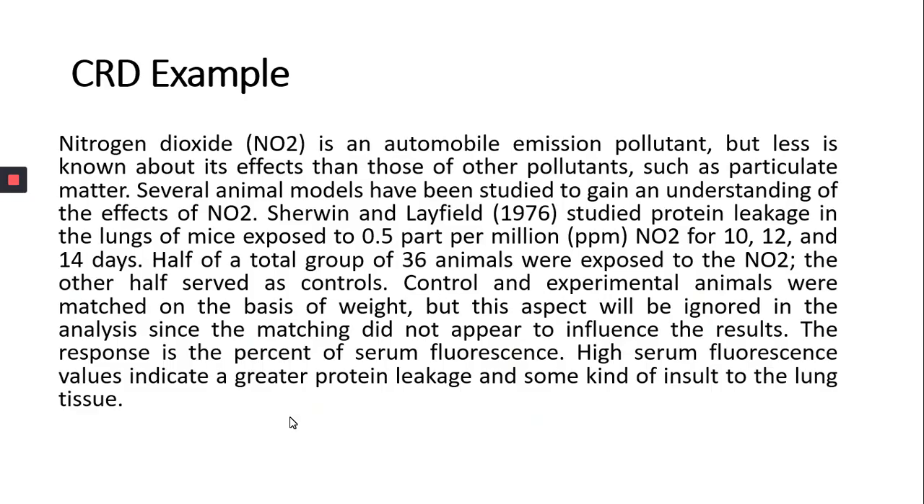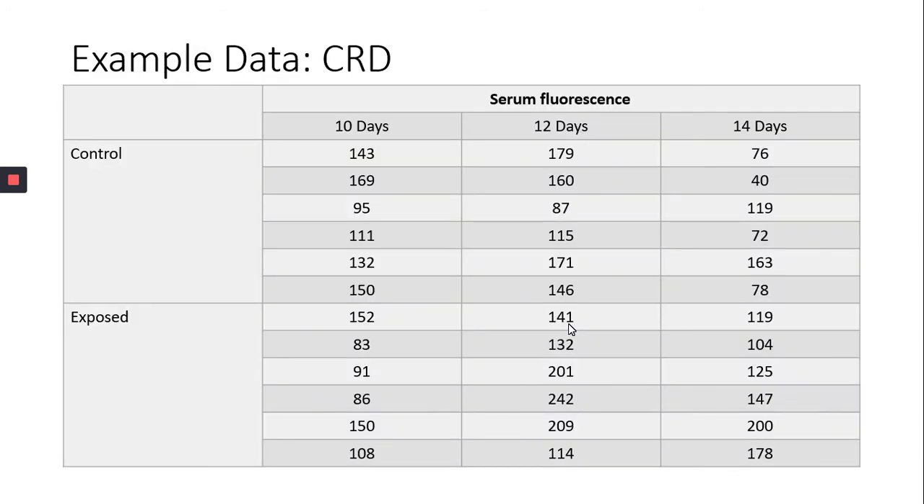Now, I gave a CRD example, which I did not work out, but I gave you the solution. Nitrogen dioxide is an automobile emission pollutant, but less is known about it. So you can read, just to go through this example. It's also in the attached notes. Then this is the data for CRD. Remember, for CRD now the model will change, it will not include the R_k.